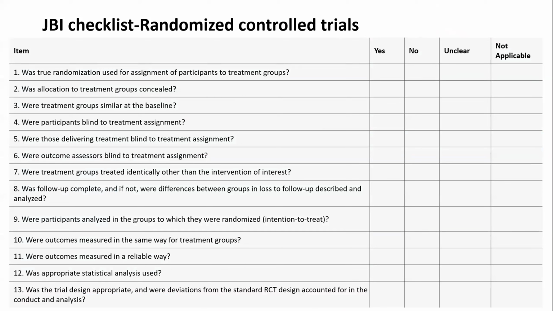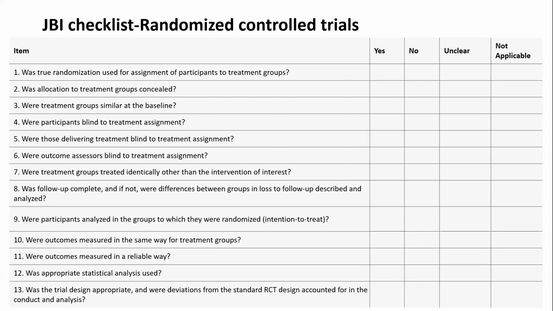So this is how the JBI checklist looks, and this is mainly for the randomized controlled trial. On one side you have a number of items that you will be assessing in the included study, and on the other side you have options for yes, no, unclear, and not applicable. When you look at the questions, you can see that there are 13 items in the checklist. The items are like: was true randomization used for assignment of participants to treatment groups? You will read the items first, and based on that you will go back through the study which you are going to assess, and see whether this question has been reported in the study which you are going to include in your review.